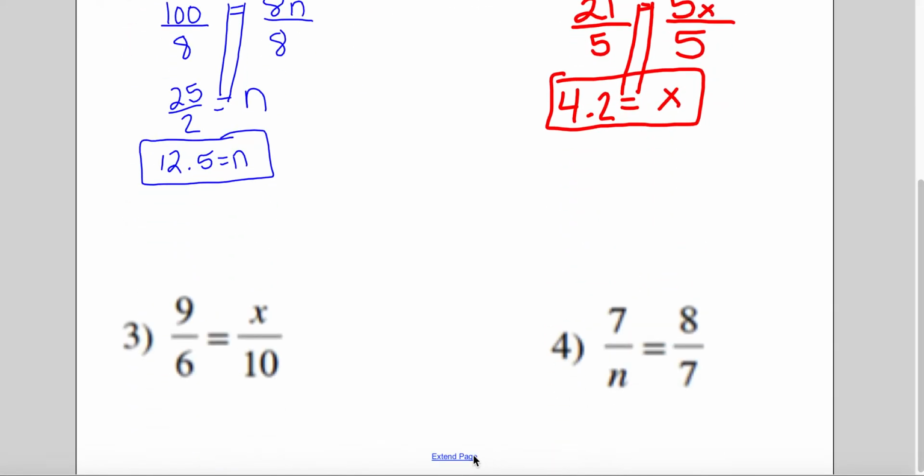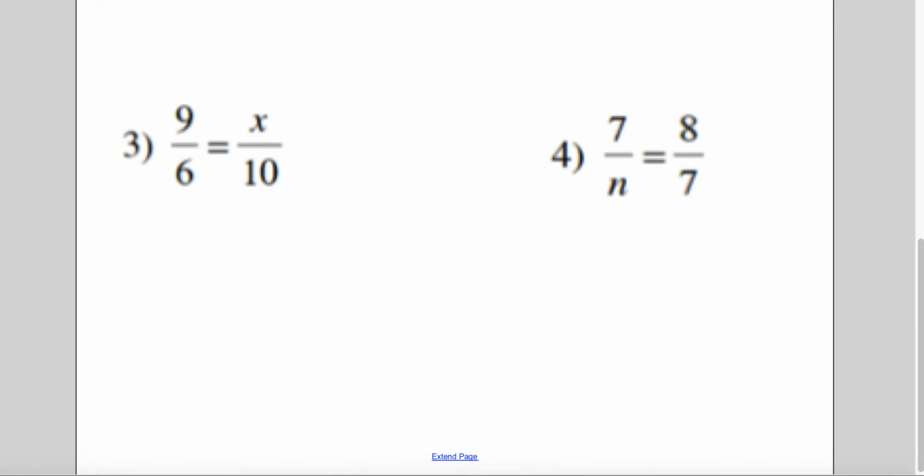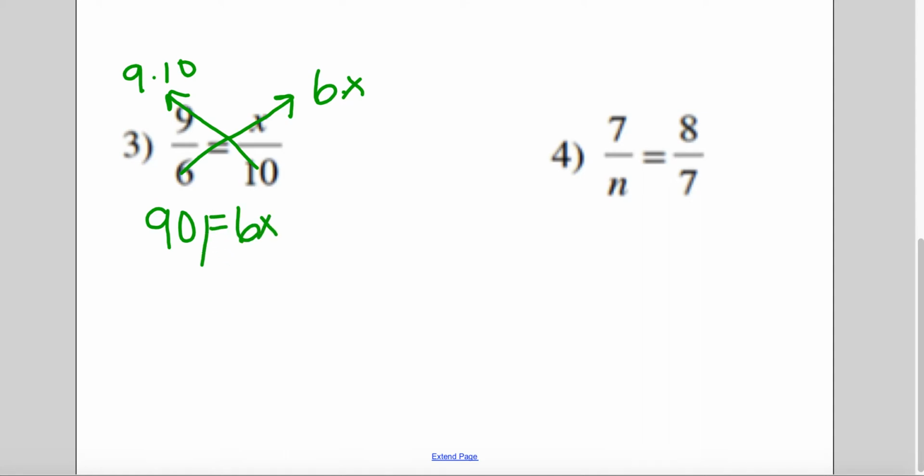Two more problems for our practice here. Once again, the first thing I'm going to do is multiply by going across. This is 6 times x, so that's going to become a 6x. This up here is going to become a 9 times a 10, which is going to become 90. So 9 times 10 is that. This would become 90. 6 times x is 6x. Now I need to solve using railroad tracks, and I need to divide both sides by 6.